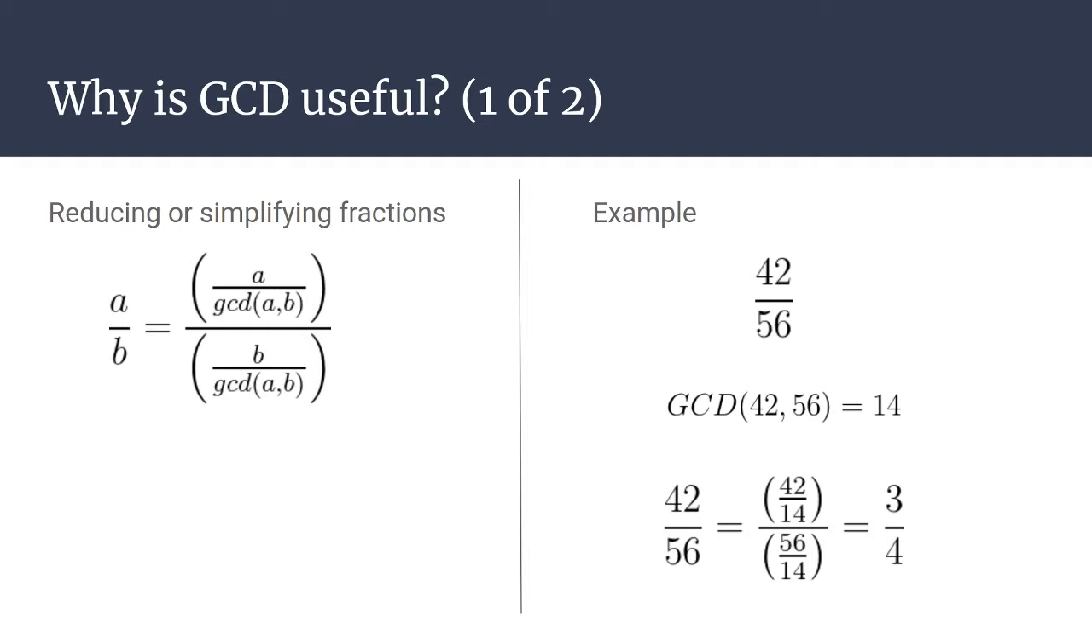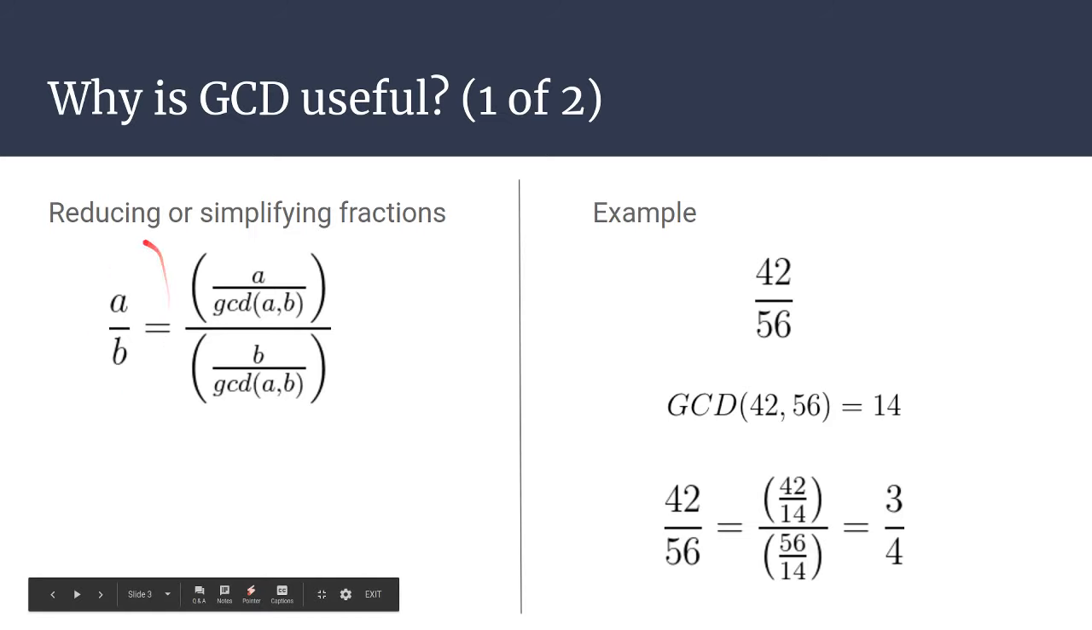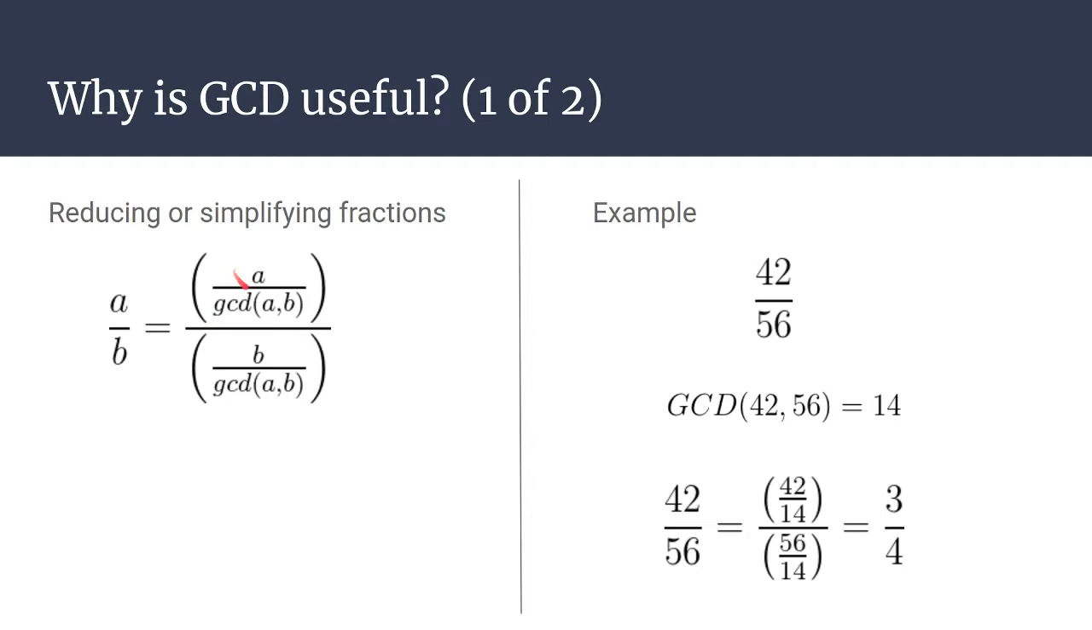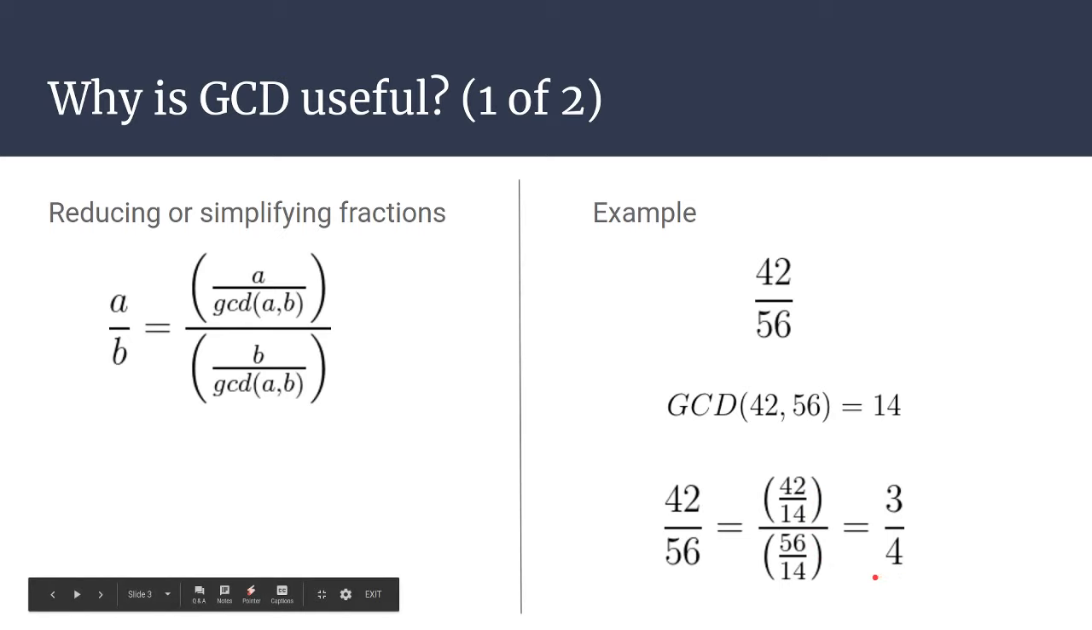Now, why is GCD useful? One use of GCD is to reduce or simplify fractions. So for example, if we take A divided by B, we can compute the GCD of A and B and divide both A and B by the GCD to get the simplified fraction. For example, if we take 42 over 56, we can take the GCD of those numbers, which is 14. Then we divide both the numerator and the denominator by 14 to get 3/4, which is a simplified fraction.